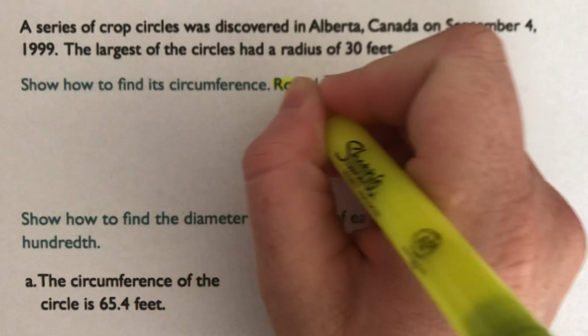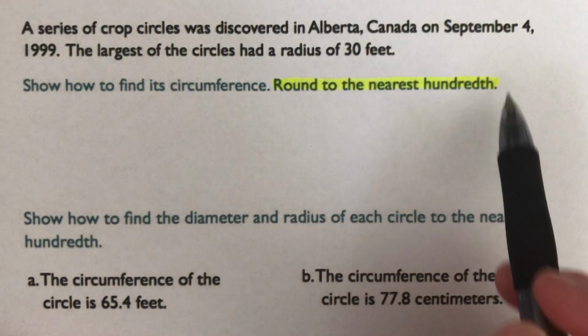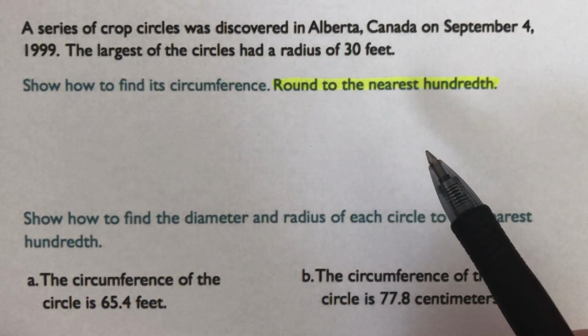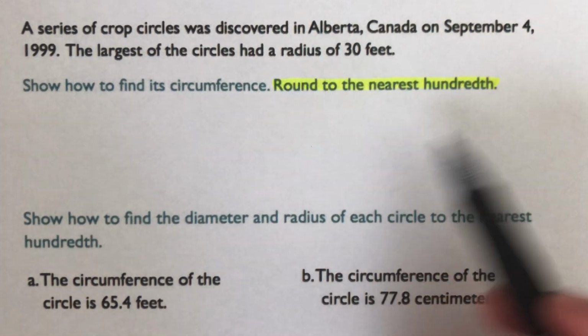We are going to be rounding when you're working with pi, unless it tells you not to, and we do have an example of that. So you always need to see what it tells you to round to: the nearest tenth, the nearest whole number, the nearest hundredth. Those are usually your only choices.